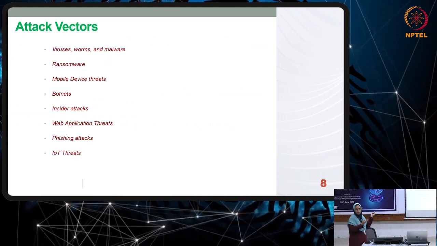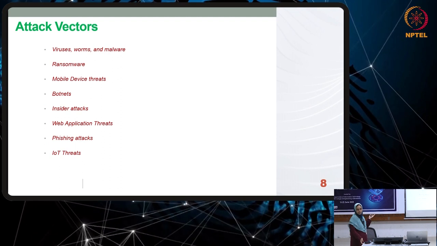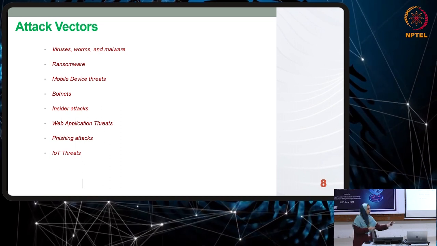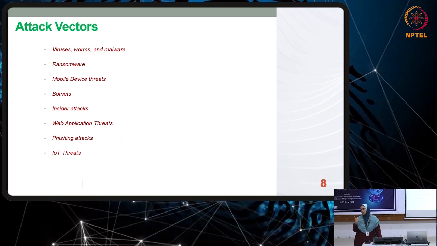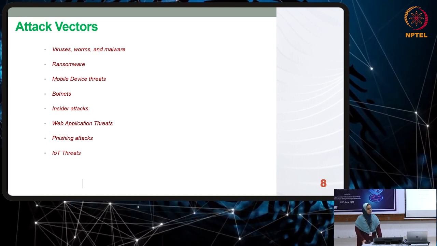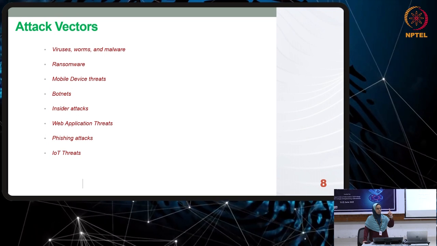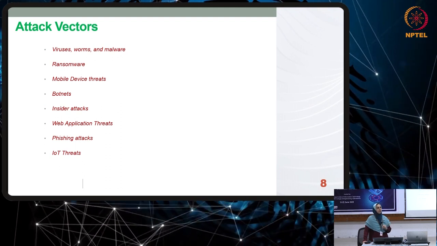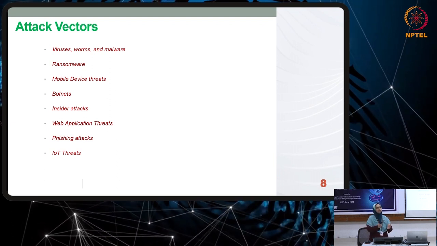You know viruses, worms, and malware can also be an attack vector. They execute and do their job. Again, ransomware, you know what ransomware is? They do their job. Mobile devices: nowadays, a lot of attacks target your mobile devices, right? They try to hack the contacts and messages of a particular mobile user. So mobile device threats are also attack vectors. Botnets: what do you mean by botnets? It is a network of malicious software, not a single piece of software. That we call a botnet. Bot means single, botnets means multiple. Multiple malicious software try to perform an attack.